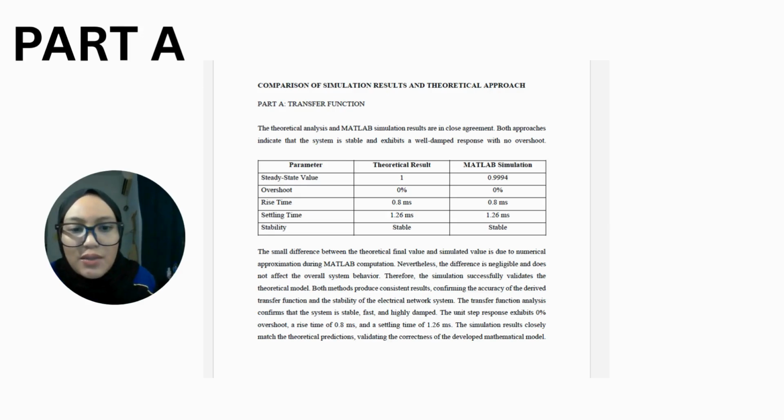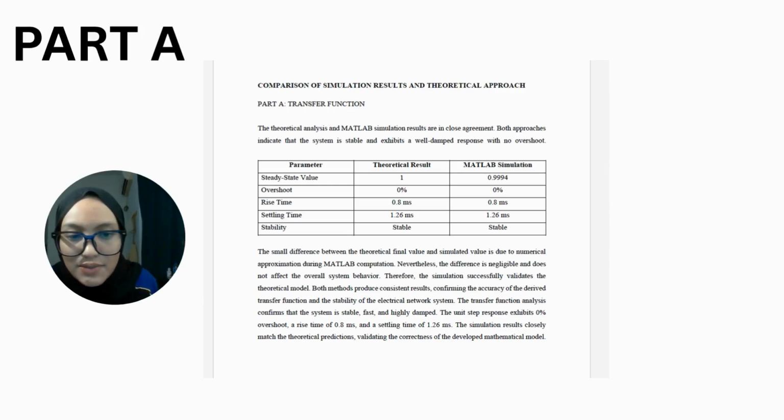Second, the microsecond response window featuring a rapid rise time of 0.8 millisecond is driven entirely by our microscale energy storage elements, which are L equal to 2.2 micro H and C equal to 7.5 microfarad.